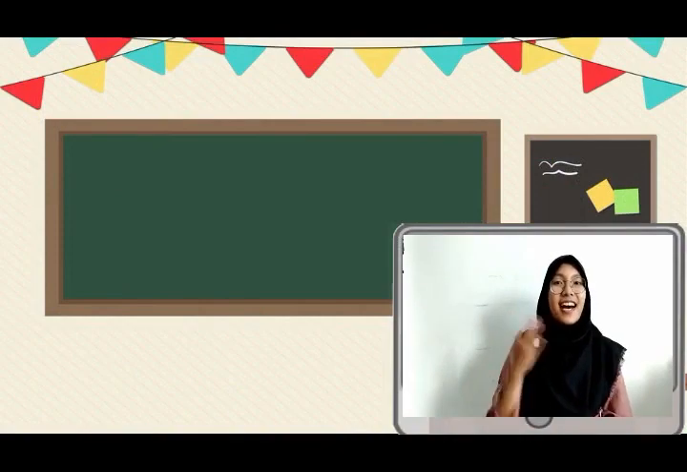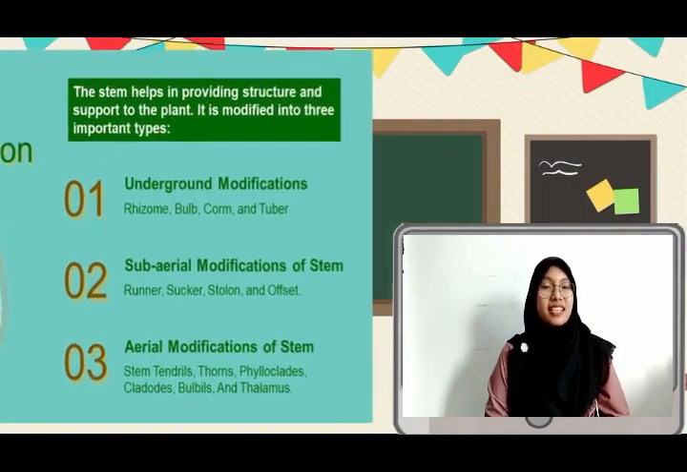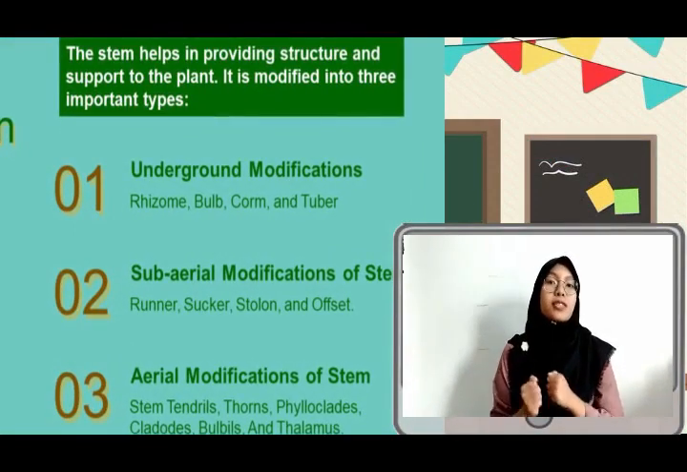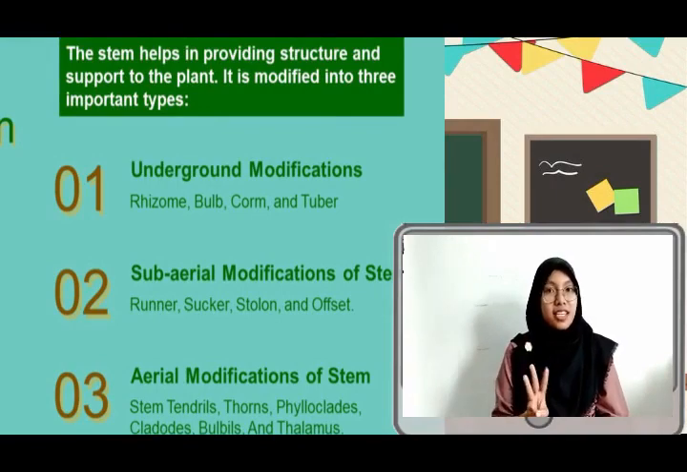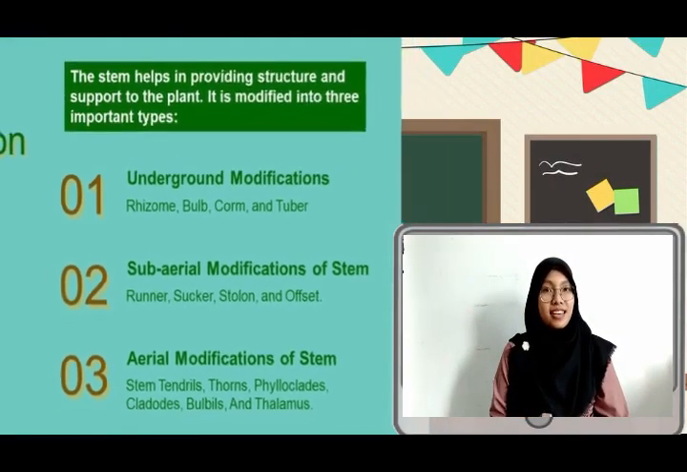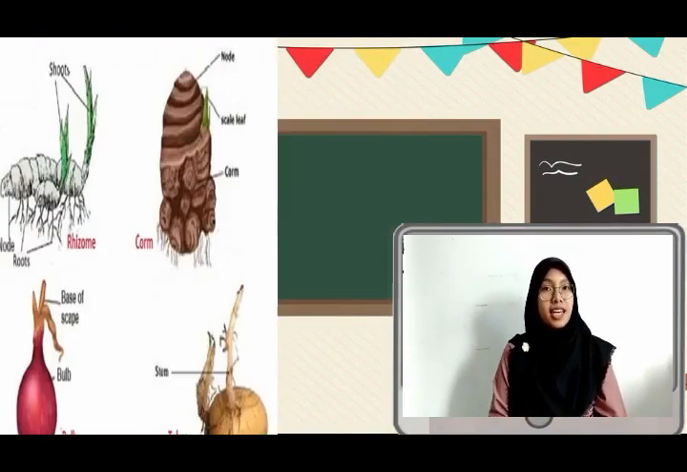Hi, I am Aziza and I will explain stem modification. Stem helps in providing structure and support to the plants. There are three important types of stem modification. First is underground modification. There are four kinds of underground modification.